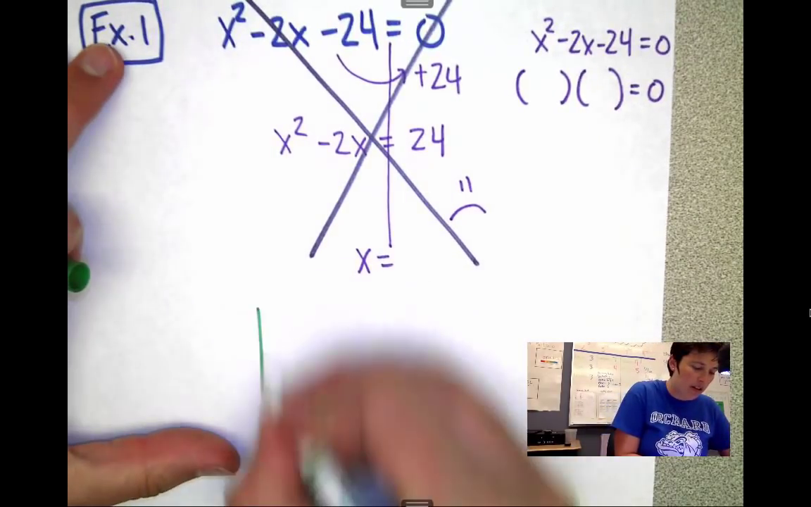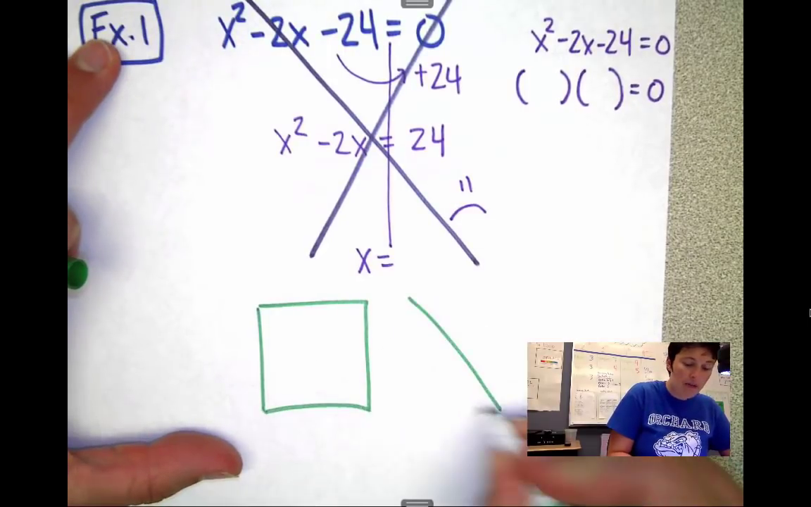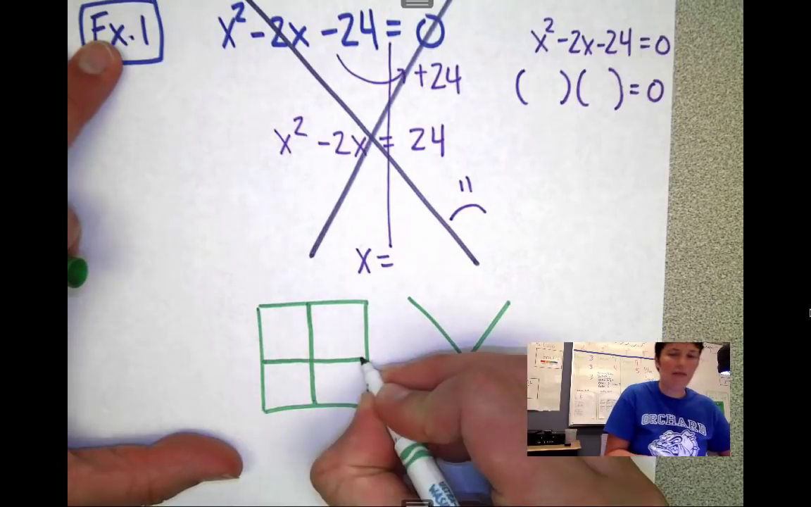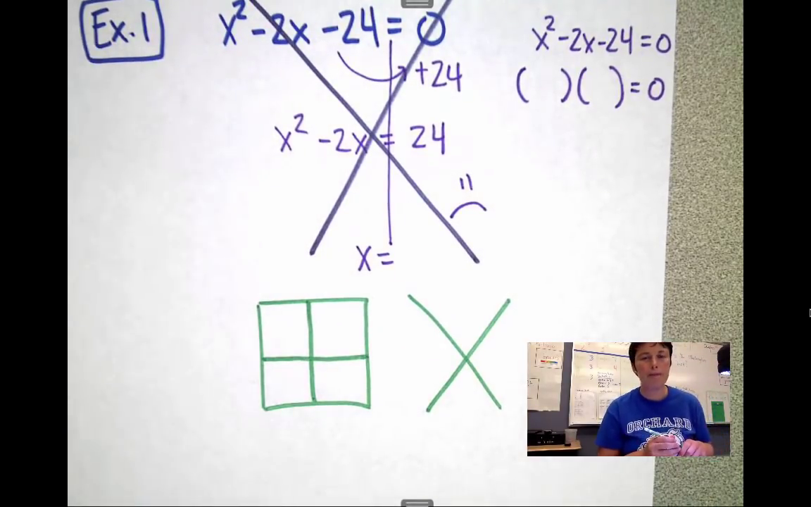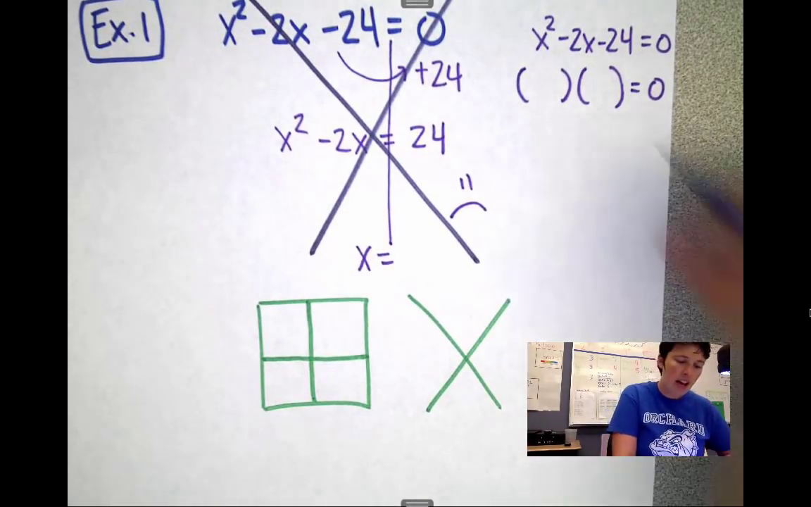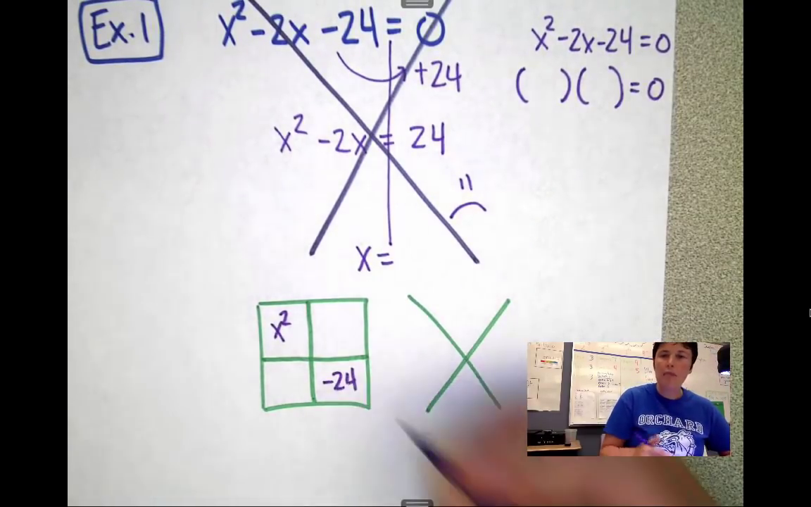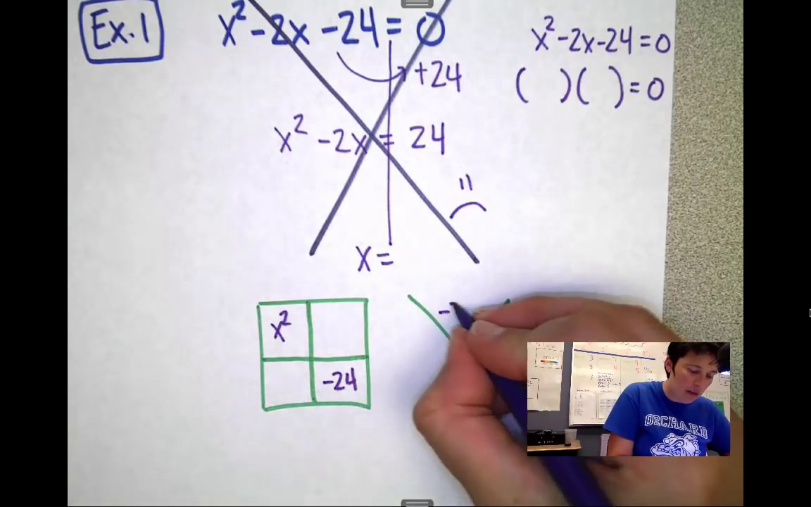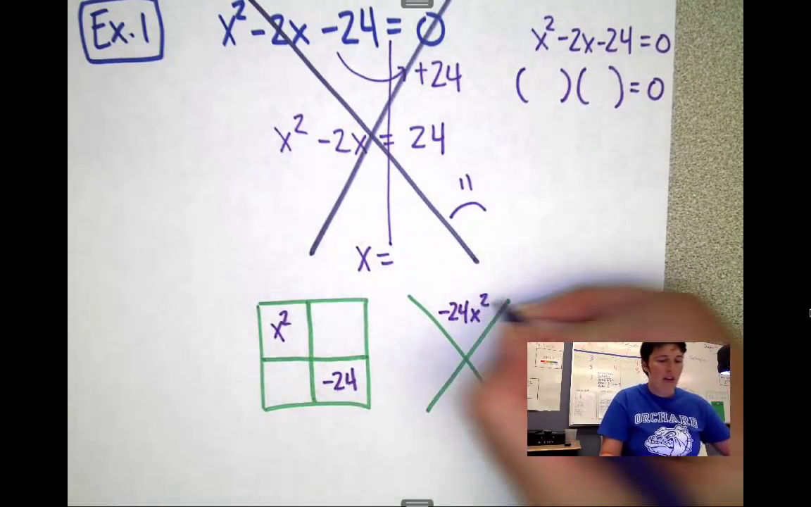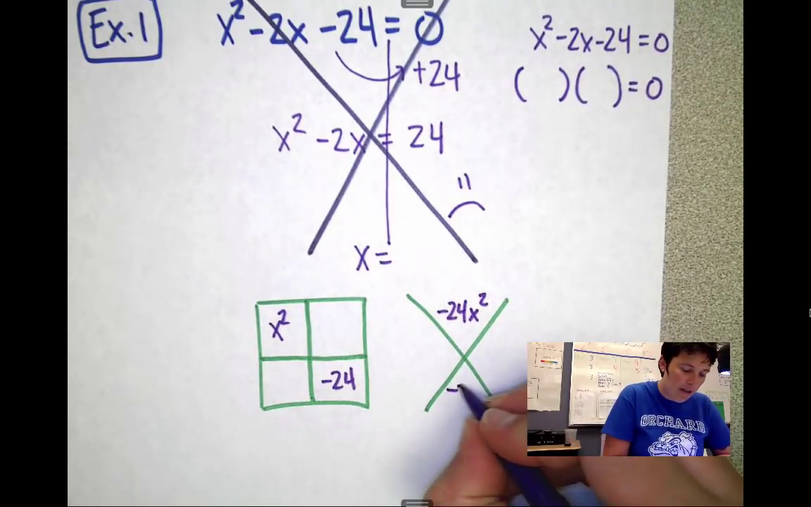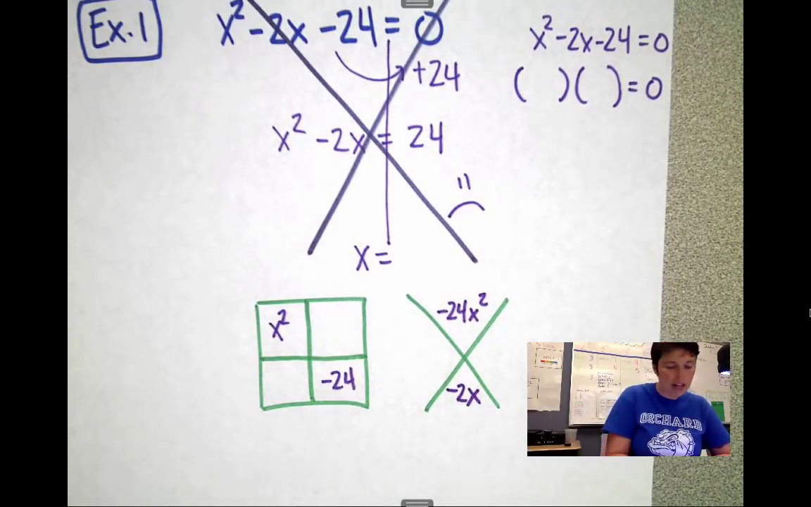I'm going to go down here and do this at the bottom. Now, if you haven't watched any of the factoring videos and you haven't done this in class with me yet, this may be confusing, so hopefully you know what I'm doing right now. I'm going to put the x squared in the top corner and the minus 24 across from it. I'm going to multiply those together to get negative 24x squared. Then I'm going to take this minus 2x that's in the middle and put it here. And I'm going to solve my diamond real fast.